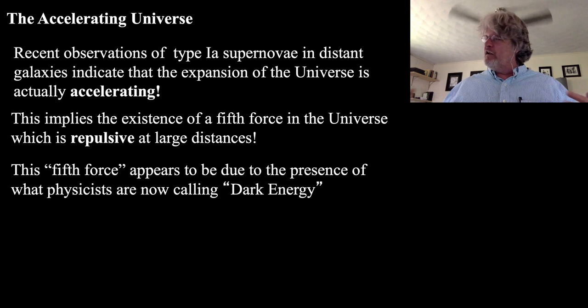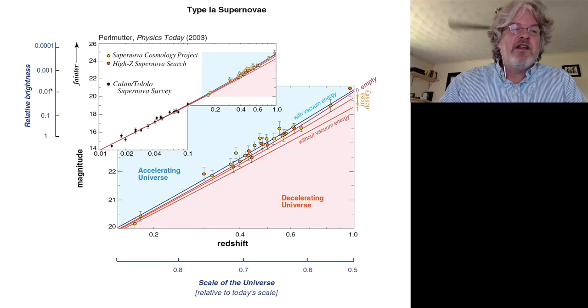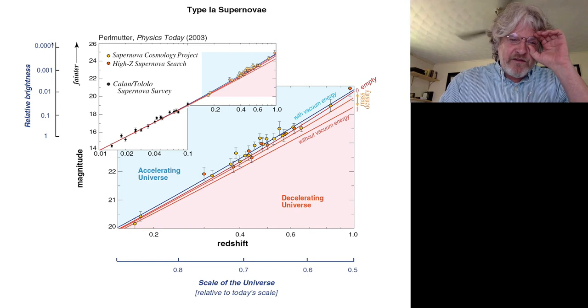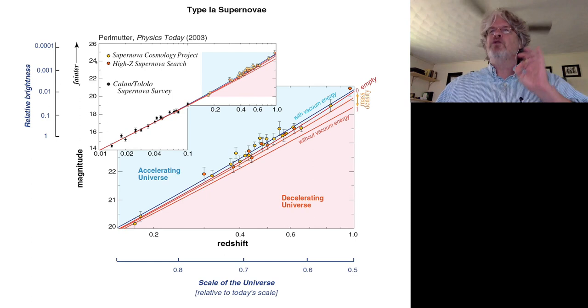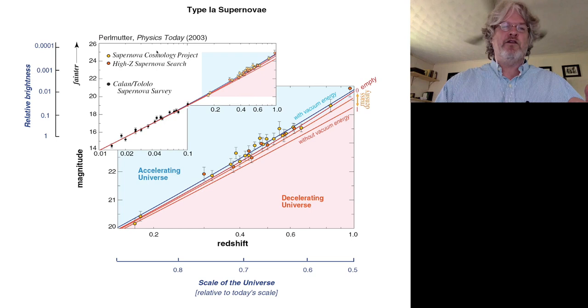And these are plots where they're just plotting the brightness of a supernova, the brightness of these type 1a supernova in magnitudes. These are just apparent brightnesses, how bright they're appearing. But remember, these are type 1a supernova, so they should have the same luminosity. And so if you just plot their brightness, you're really plotting their distance, because the further away they are, the fainter they're going to look, or the bigger their apparent magnitude is going to be.